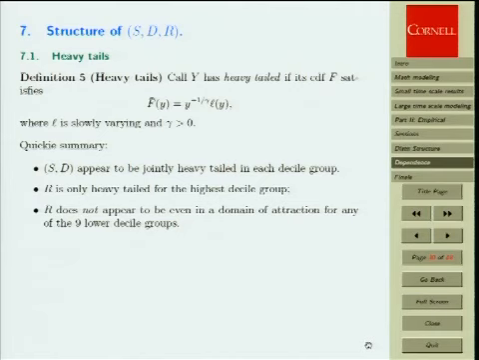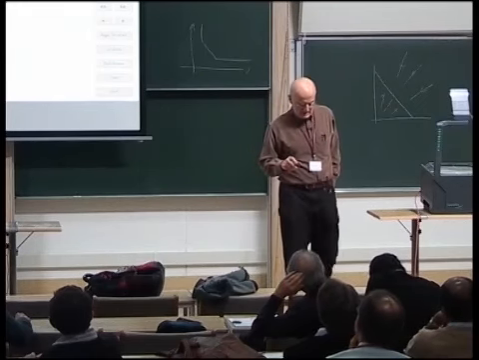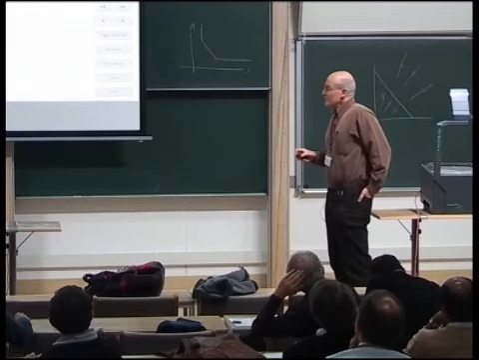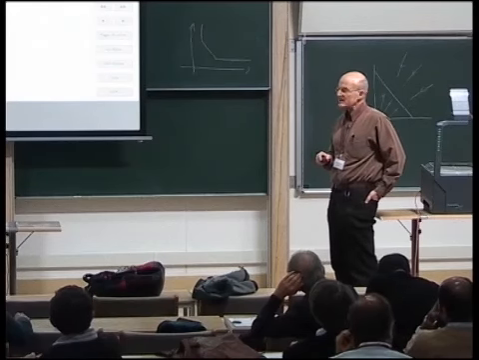Now, heavy tails means to me the tail looks Pareto-ish. Here, instead of an alpha, I've got a 1 over gamma. This is the extreme value notation. There's some reason for doing it this way here. So 1 over gamma is the old alpha. And the quick summary here is that the S and the D appear to be jointly heavy-tailed. For each decile group, they're jointly heavy-tailed, but the distribution seems to be definitely changing.